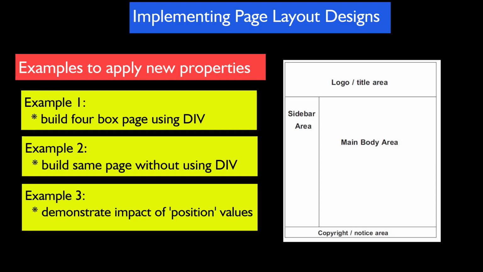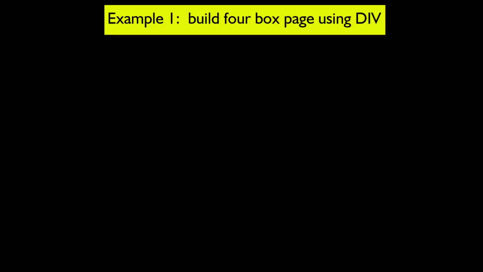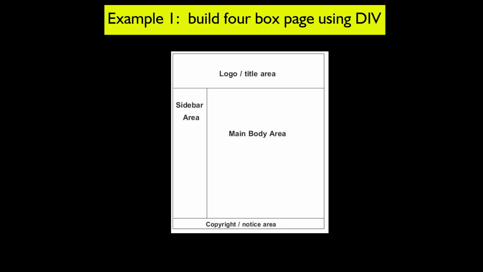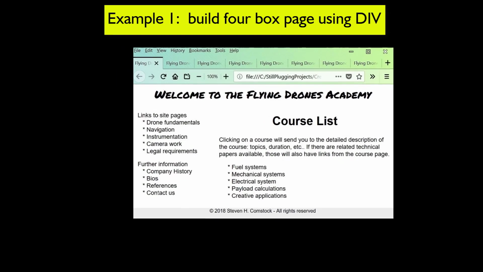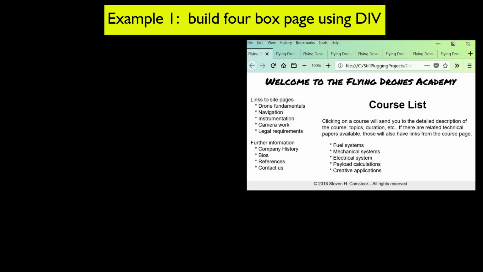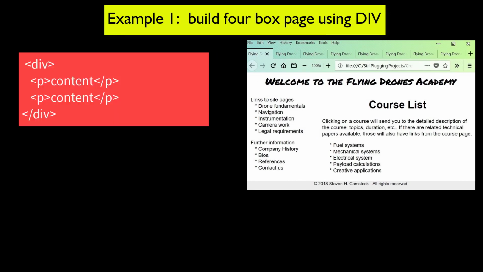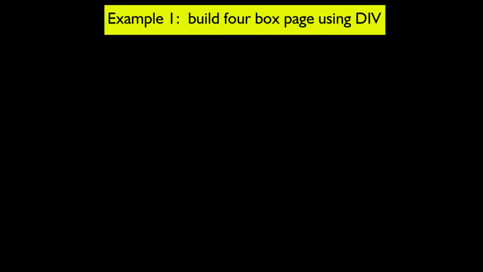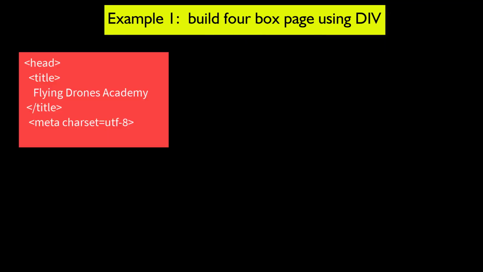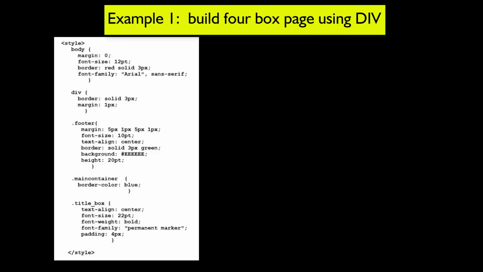So, we're off. Example 1, using div to build the 4-box page. Recall, our goal is to have our page look like this, and more specifically, maybe this. The idea behind using div for the heavy lifting is to use div elements to generate blocks within which we code our content elements, which generate boxes within the blocks. In the head section, I coded a title and a meta charset equals UTF-8, and then this style element.